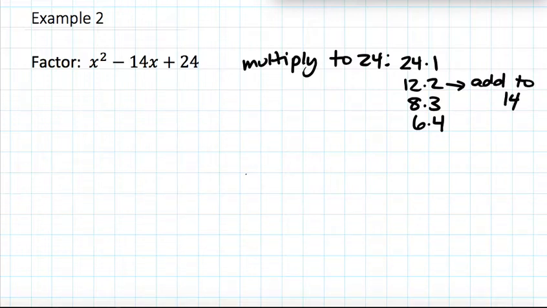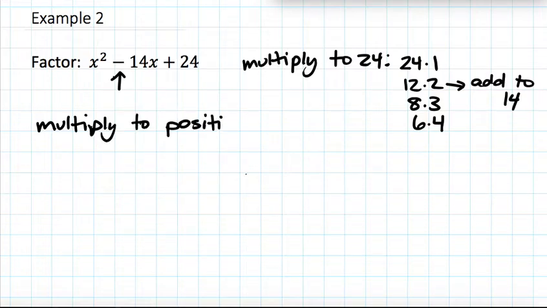Now, what you notice here is that I have this negative sign. It's actually negative 14. And then I have positive 24. So what that means is that the two numbers multiply to a positive number, but they add to a negative number.